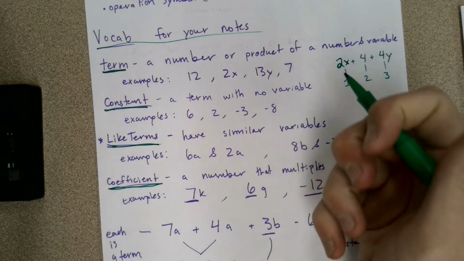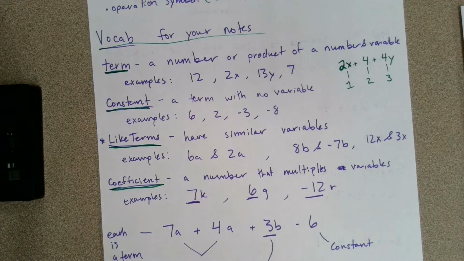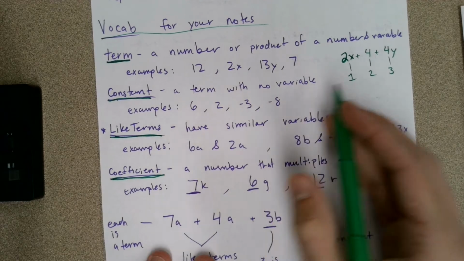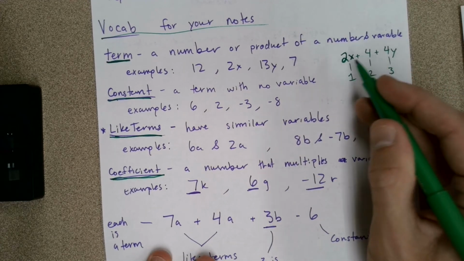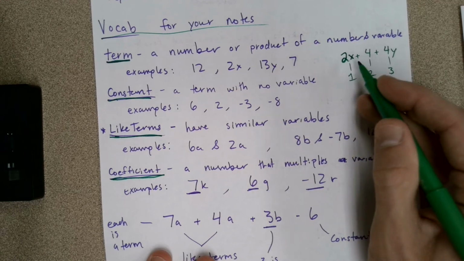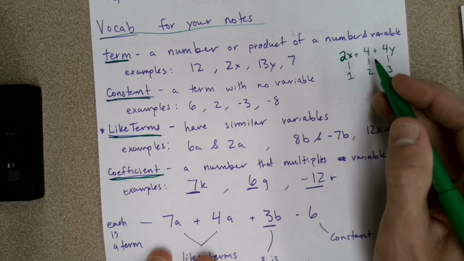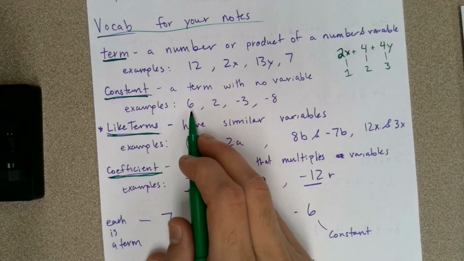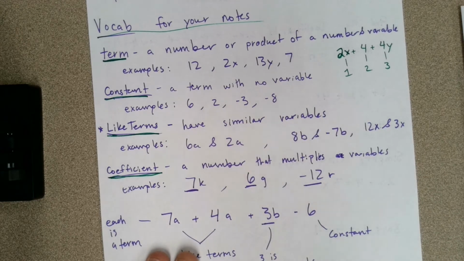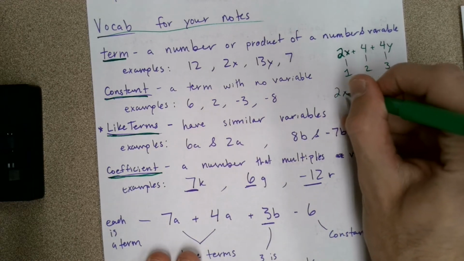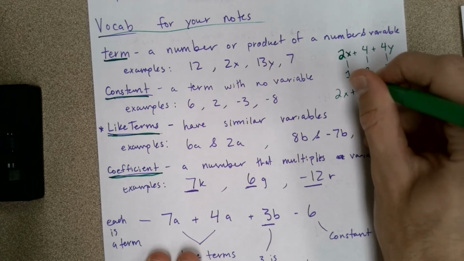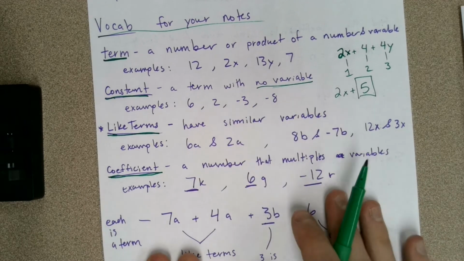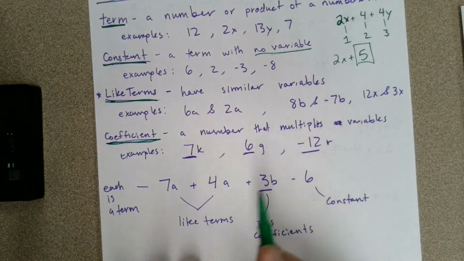Basically just either a number by itself or a number attached to a letter or a variable. Our constants are a term with no variable. So if we look up here at our same problem, our constant here would be 4 because we have 2x, it's with a variable, and 4y is with a variable, but 4 does not have a variable. So it's a constant. A constant are going to be your regular integers, 6, 2, negative 3, negative 8. It's just going to be your regular numbers. So in a math problem, if we had 2x plus 5, your constant right there would be 5. It's not attached to a variable. It has no variable.